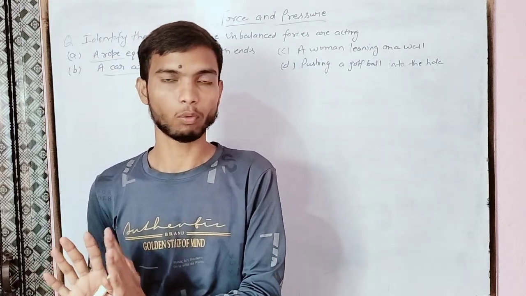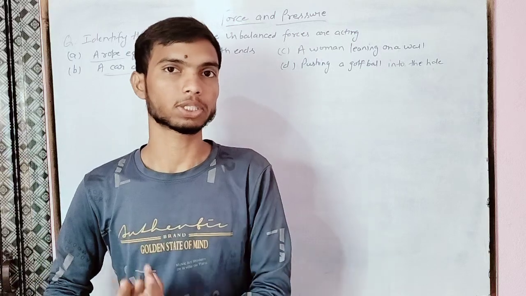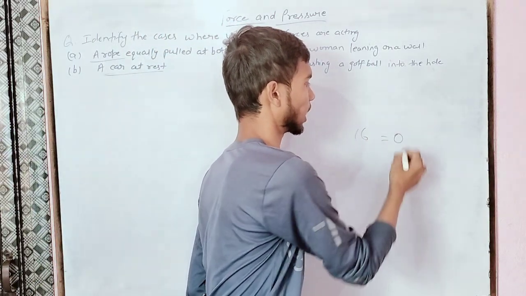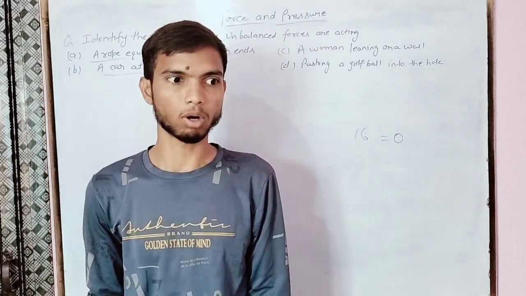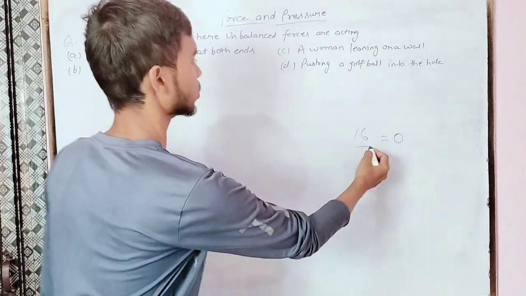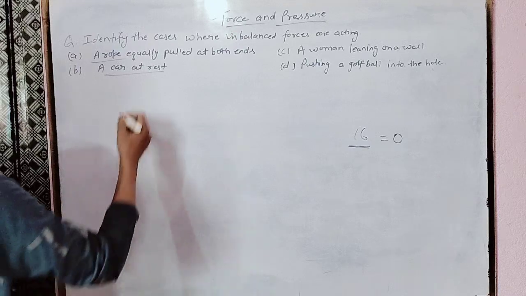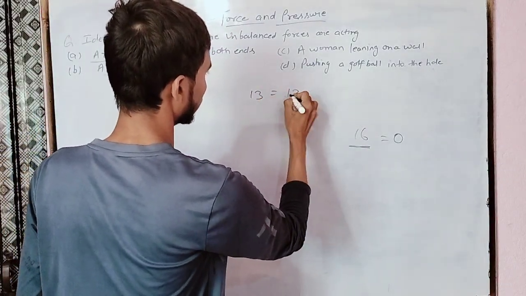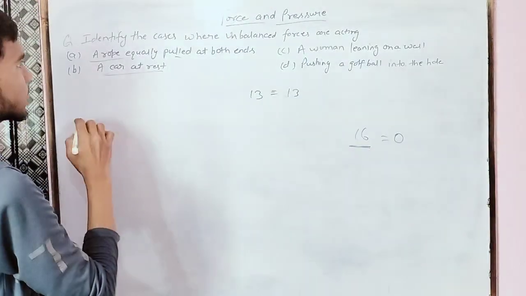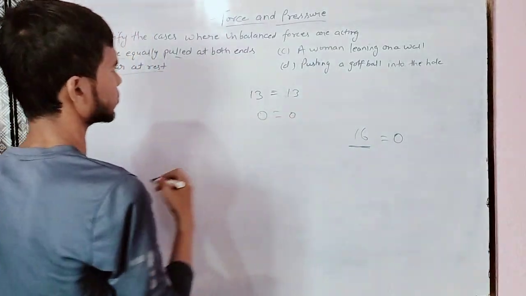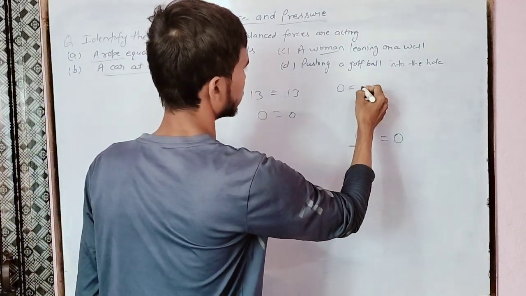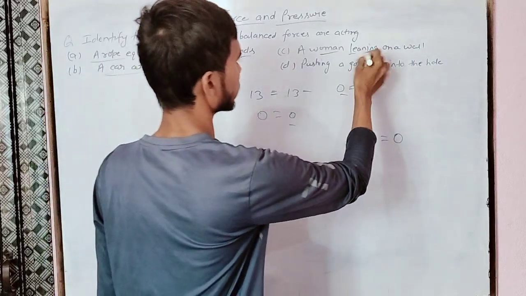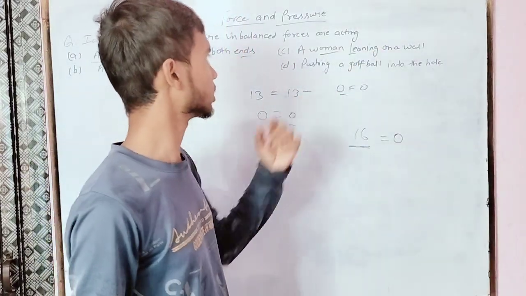So here the person applied how much? 16 Newton. And the ball was at rest. So you can see what is happening. In this case, 13 is equal to 13. Now in this case, 0 and 0. In this case also 0 and 0. But this is for this, this is for this.